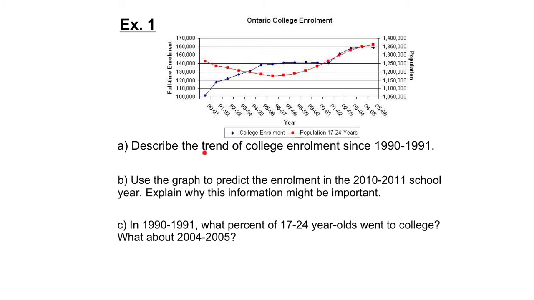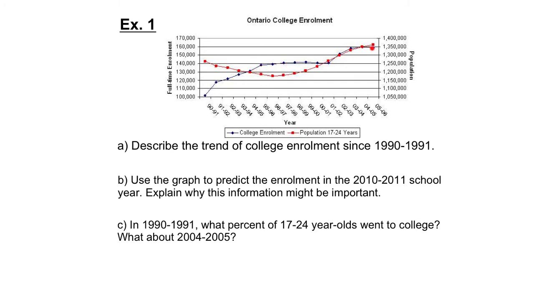Part A, describe the trend of college enrollment since 1990-1991. Okay, so the first dot is for 1990-1991. College enrollment, we want to find the trend of college enrollment. So we're looking at the blue line. Well, the trend is just, in general terms, what's happening to college enrollment over the span of time?